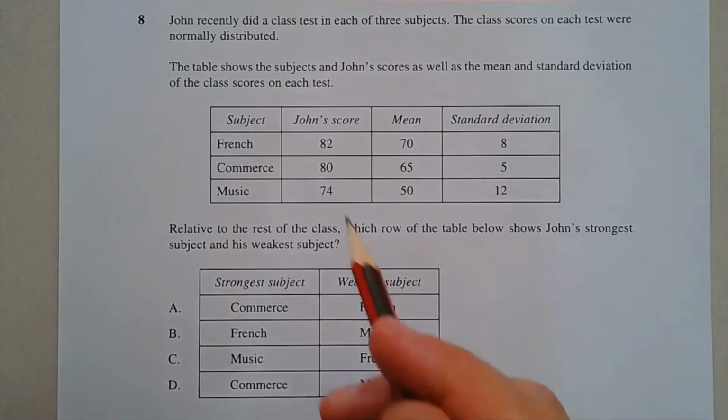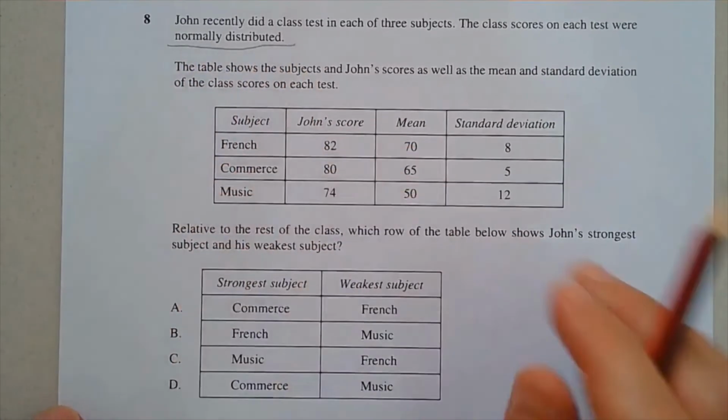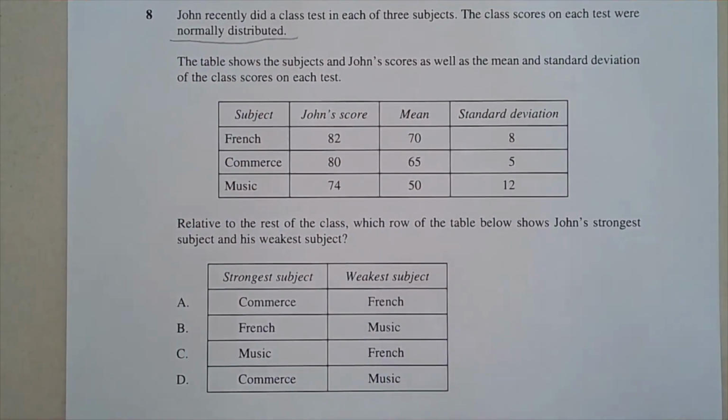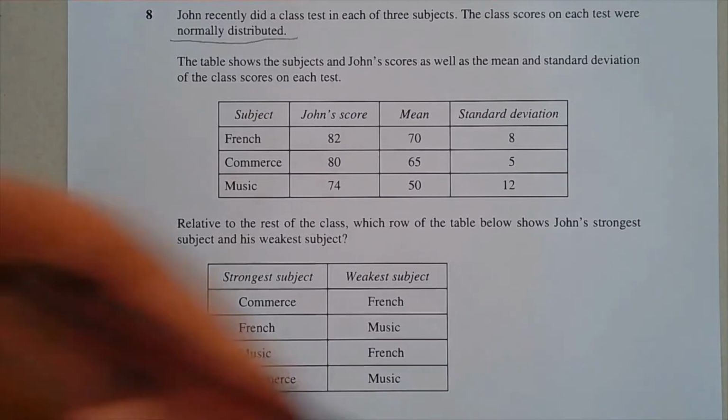So how do we know it's Z-scores? Well, we're told that it's normally distributed. As soon as you see that, you know it's going to involve something to do with the bell curve, normal distribution, Z-scores, all that sort of comes into it. Okay, so the higher the Z-score, the further along, or the higher, maybe think of it in terms of rank or strength, the subject would be for John.